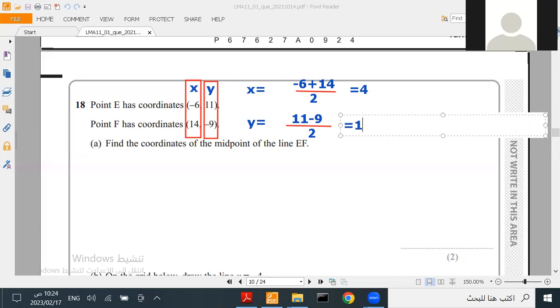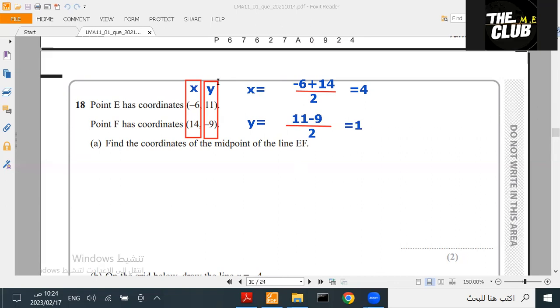Yes, good. So the coordinates, we put brackets. It's gonna be 4 and 1. The x is 4, then the comma, and then 1. That's it. And that's it for question 18 A. Now let's move on to the next question.